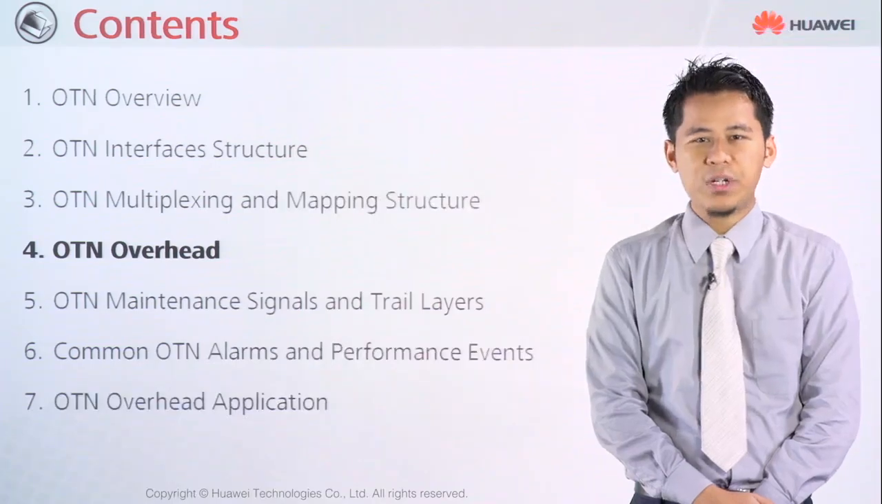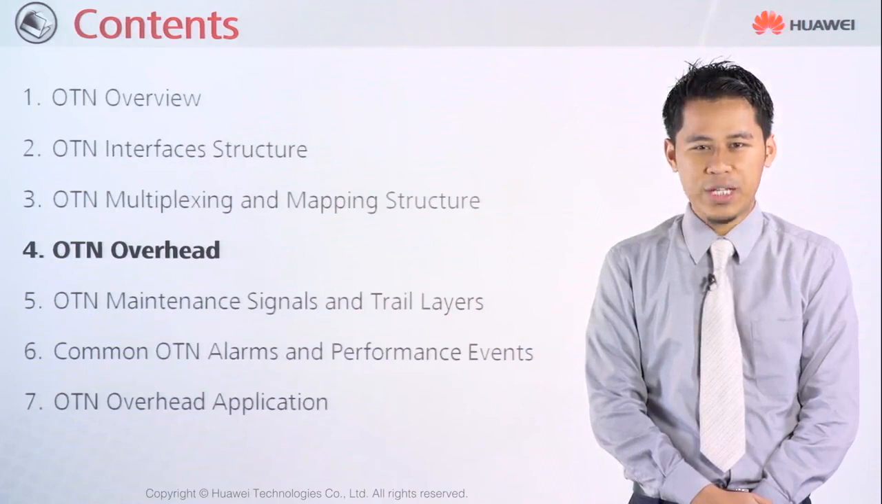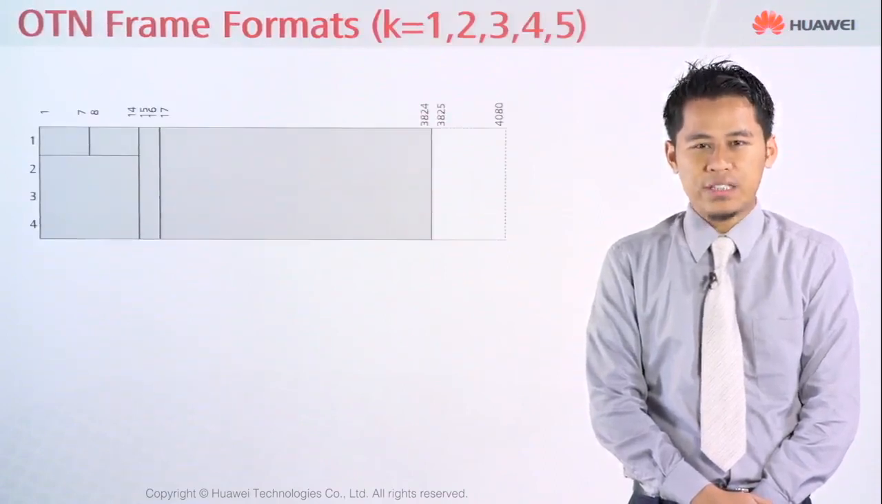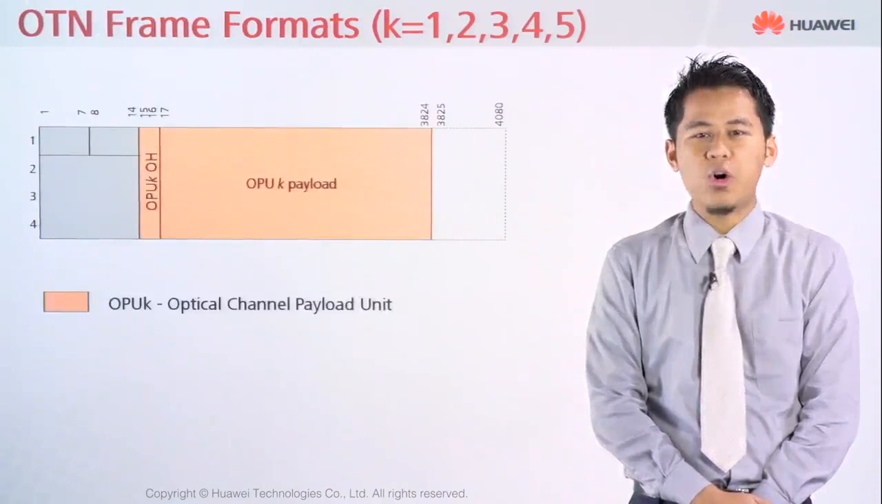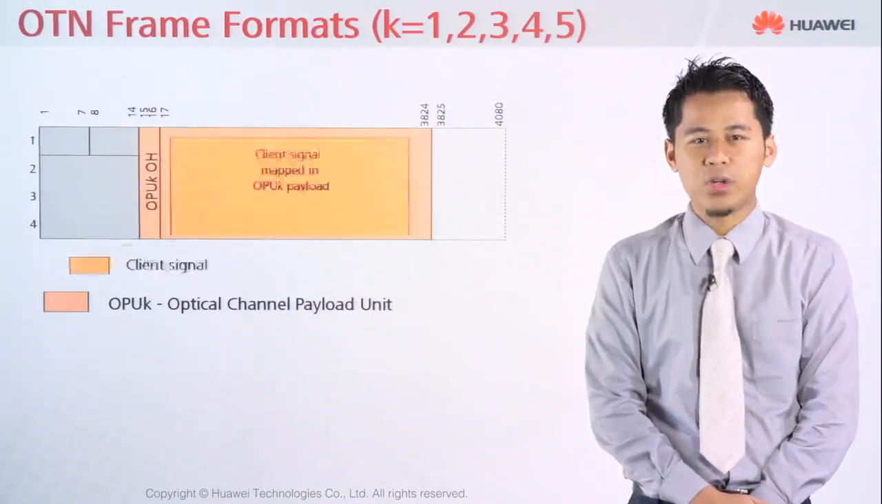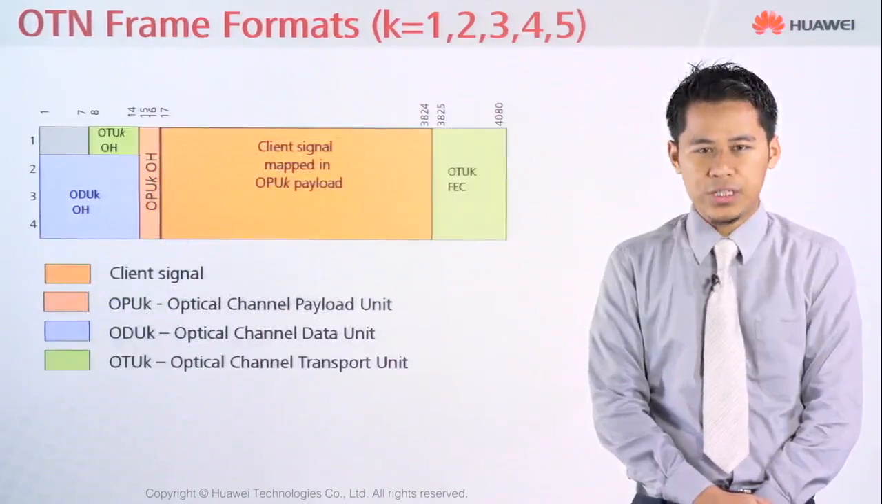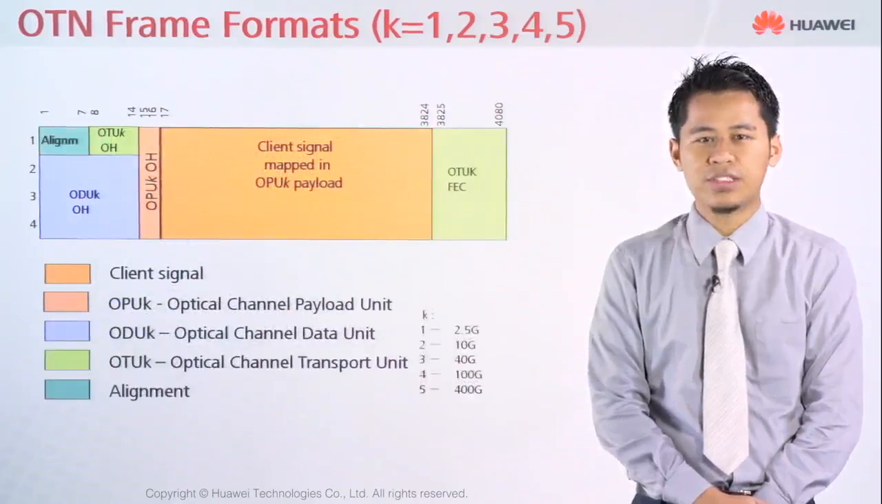The fourth content will be OTN overhead. So let's go together with the OTN frame structure. We are starting with the first one, which is OPUk payloads, and following for the rest, which is ODUk level and OTUk level, and last but not least, alignment.